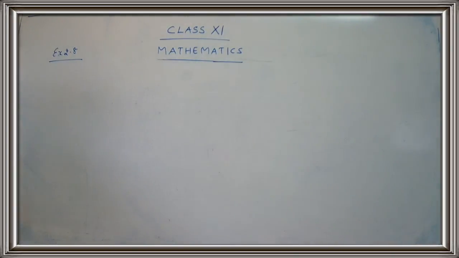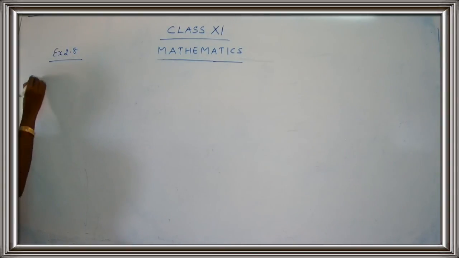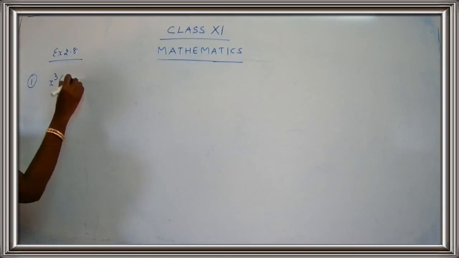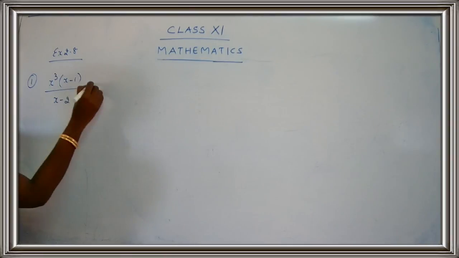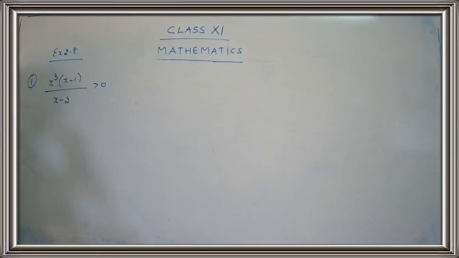Have you taken down the question, children? Let's take down the question. x cube (x minus 1) upon (x minus 2) is greater than 0. This is what we have to find out, all values of x. They are asking you to find all values of x. So let's go for the work. The first thing is you have to find the critical values. So let us find the critical values over here.